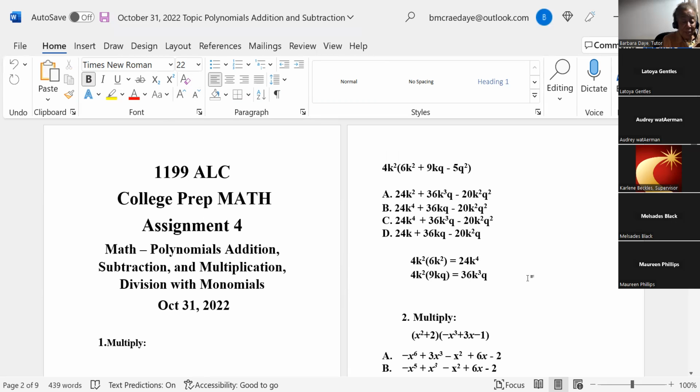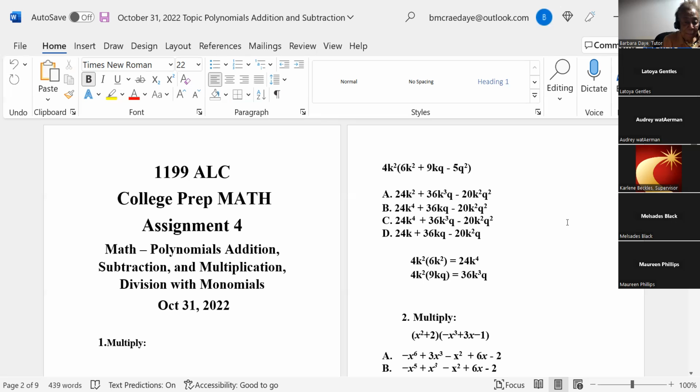We could stop right here because there's only one choice of those two left that has k to the third q, right? But let's just continue. Like I say, you could really stop here and pick your answer out, right? Right, Mercedes? Yes, miss. So what's your answer?